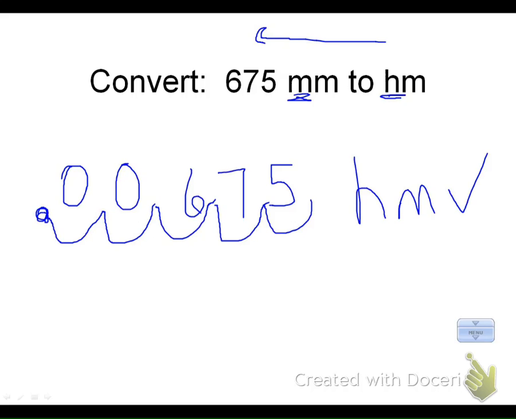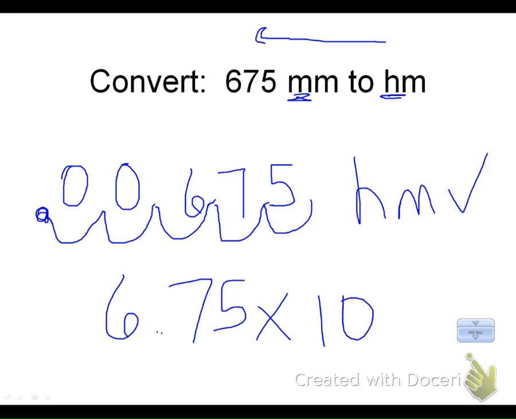It's not a good way to represent this number. It needs to be cleaned up and all that good stuff. We'll talk about scientific notation coming up, but the final answer would be 6.75 times 10. And count with me. 1, 2, 3. And I went to the right, so it's negative. Let's make sure we get a good negative sign there.